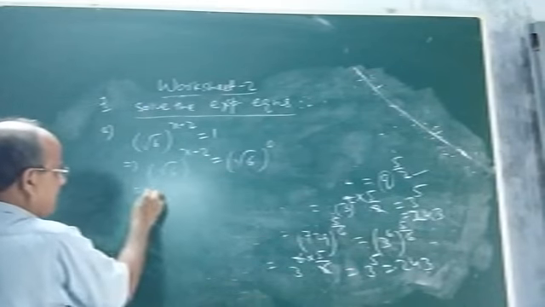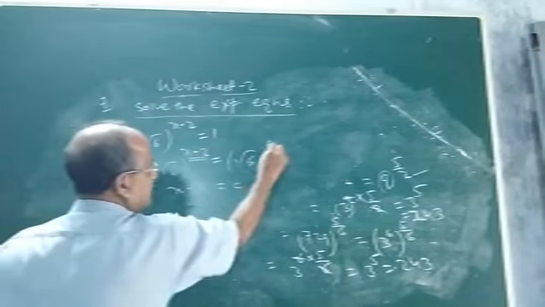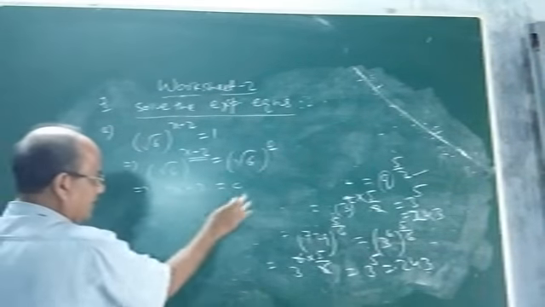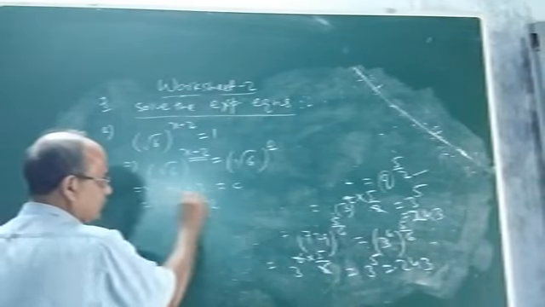That means x minus 2 will be equal to 0, because the base is the same on both sides. Now you got a linear equation and you can easily solve for x. So x will be equal to 2.